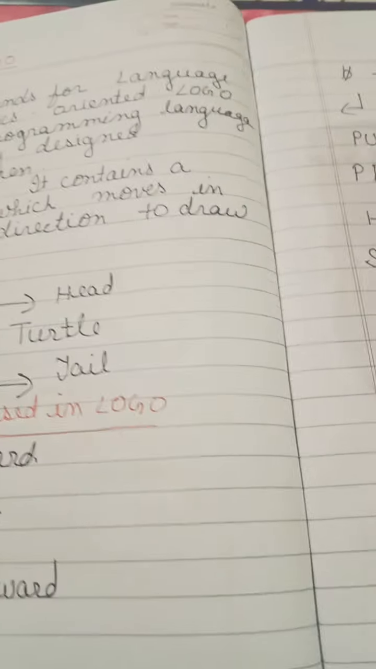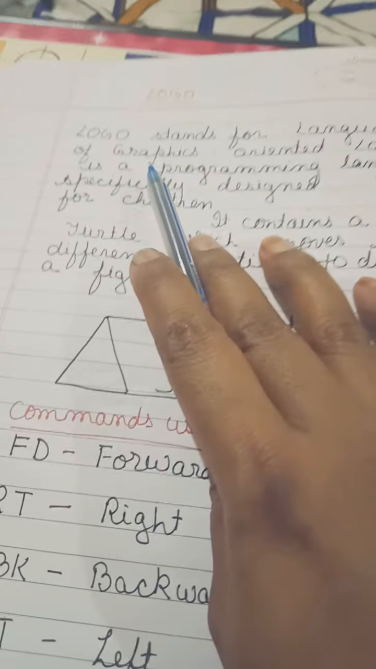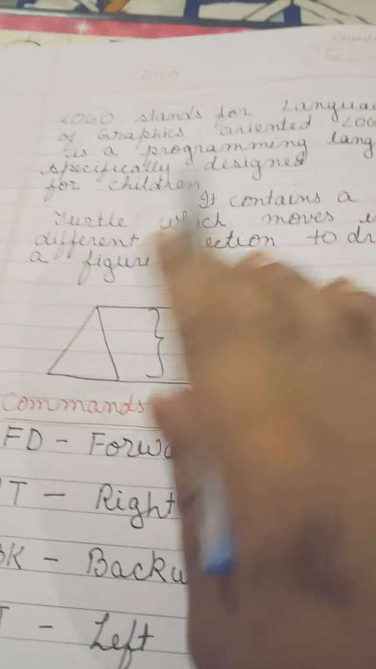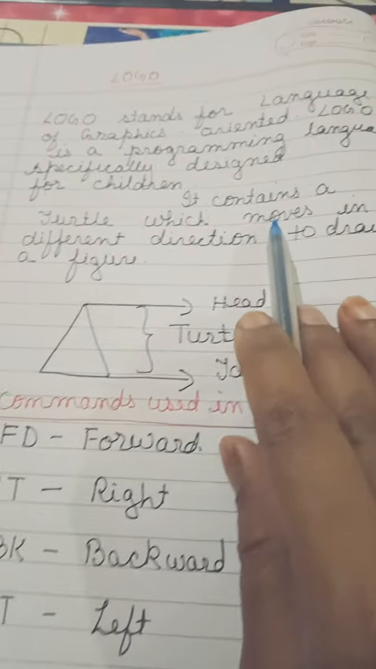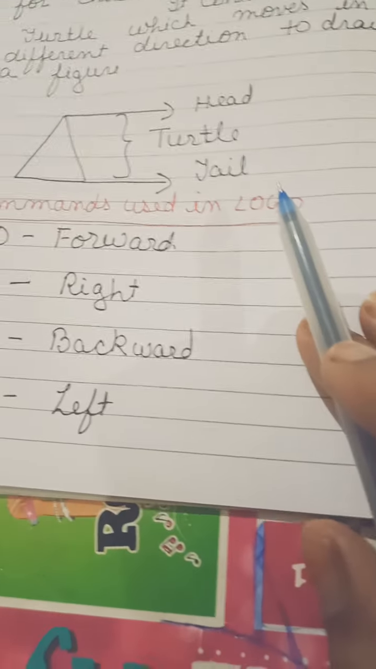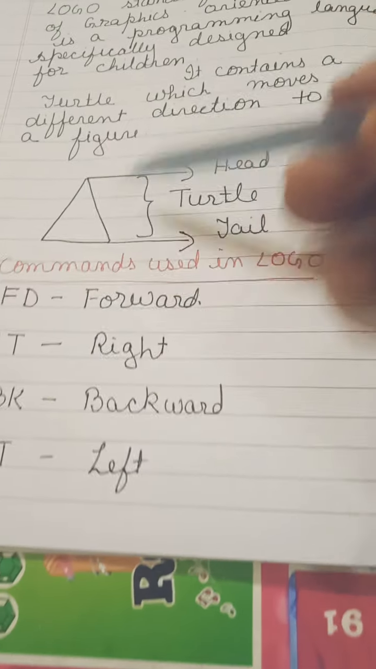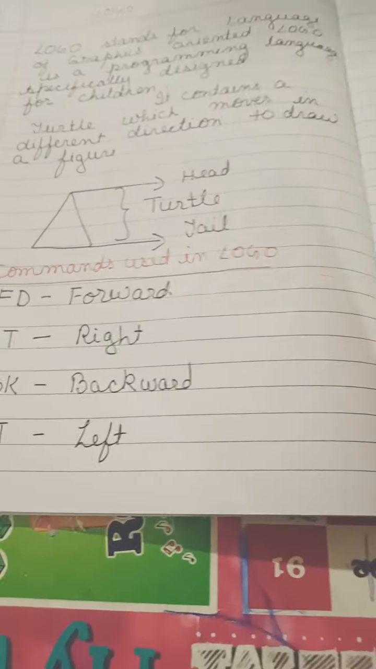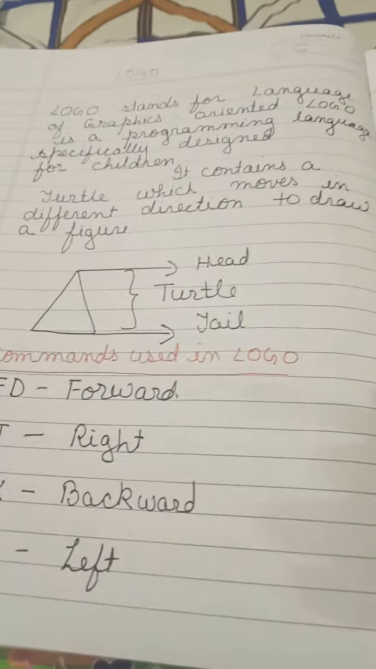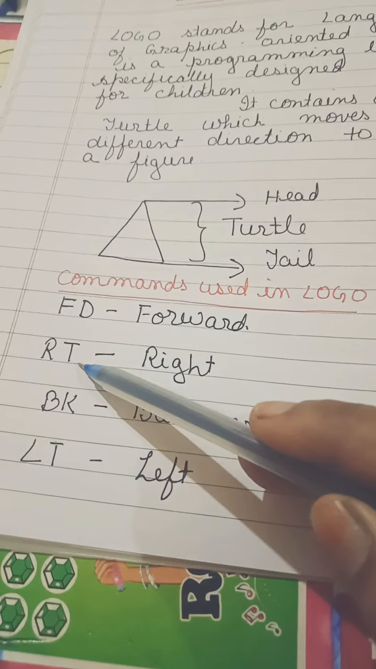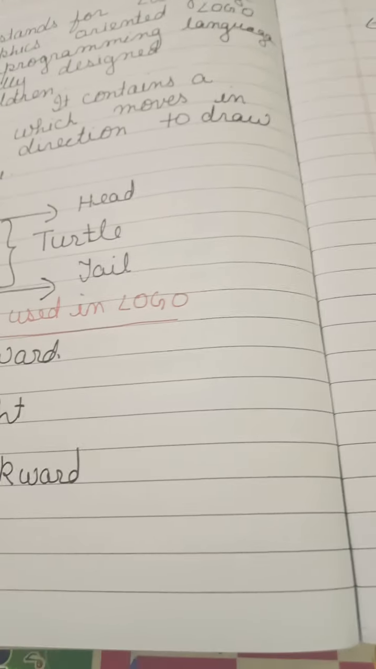What are the different commands we will use? First of all, Logo stands for Language of Graphics Oriented. It is a programming language used by children to draw different figures. Now see, this is a turtle, it has a head and a tail. The turtle moves forward in its head direction, always front, and backward means it will move down. These are the commands: FD, RT, BK, LT, PU, PD, HT and ST. These are the commands we have to deal with.